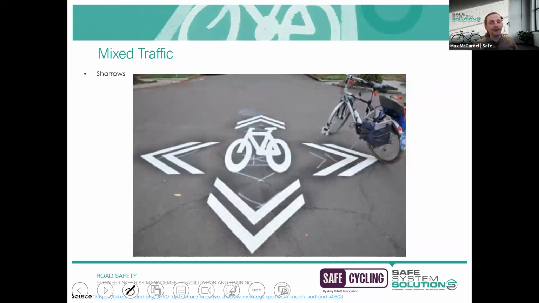This one is just a photo of a sharrow in Portland, Oregon. I went to Portland just a couple months ago, and they've got some wonderful cycling infrastructure there. And they're a really big fan of these sharrows. They use them a lot. They use a lot of their local or residential network as the cycling corridors, and they leave all the arterial stuff to general traffic. So that's just the way that they prioritize their movements there.